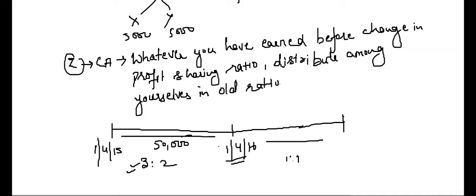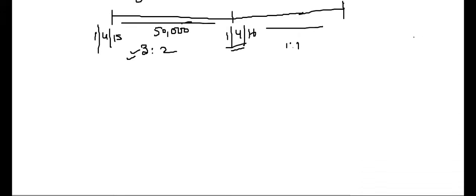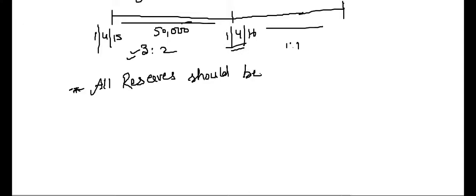Now see, reserves are also a part of profit. How do we create reserves? Reserves are created out of the profits that we have earned. That is also our earned income. Right? So, according to the solution of Z, everything you have earned should be distributed. So according to this solution, all reserves should be distributed among partners.